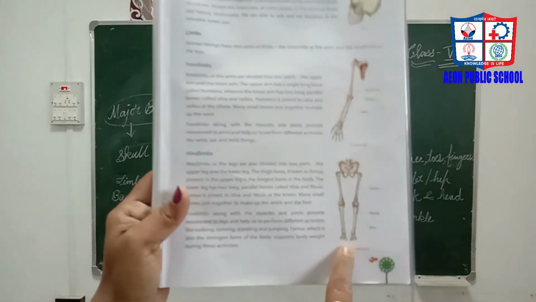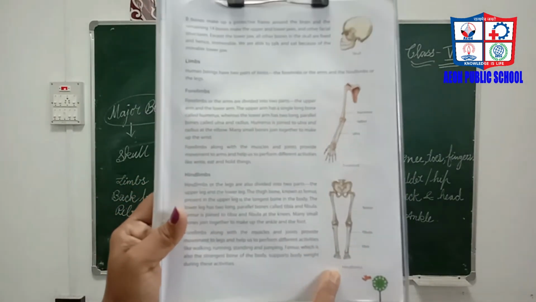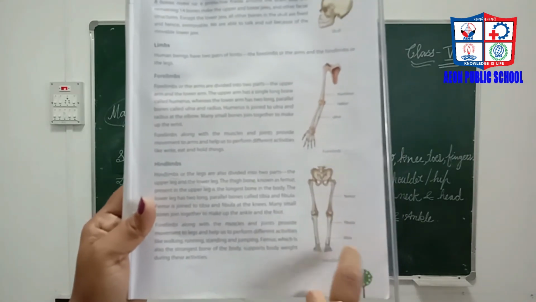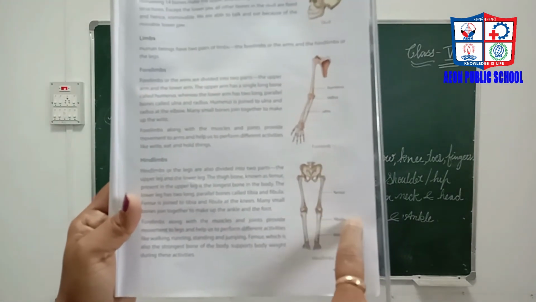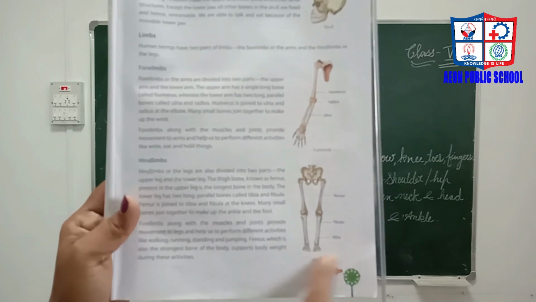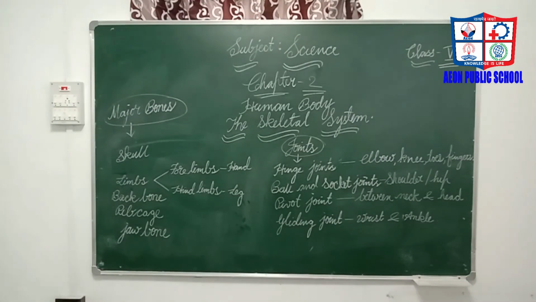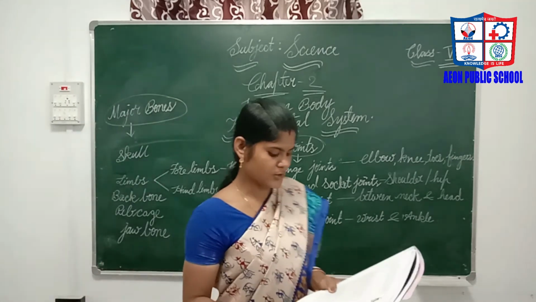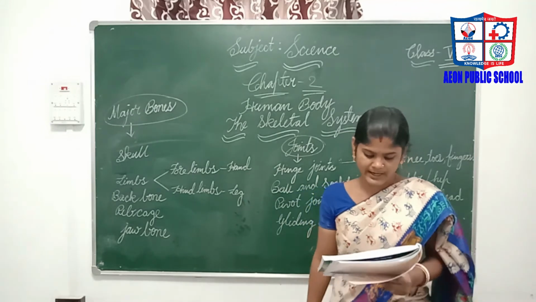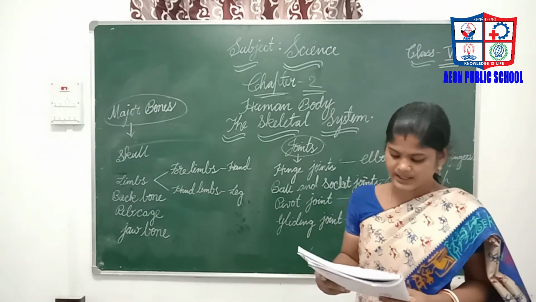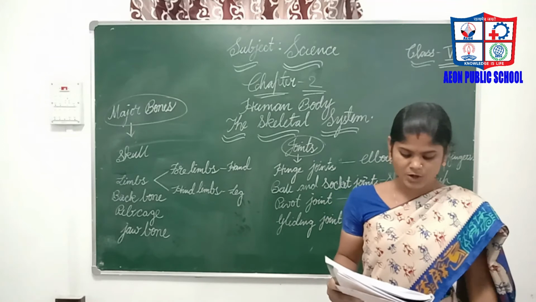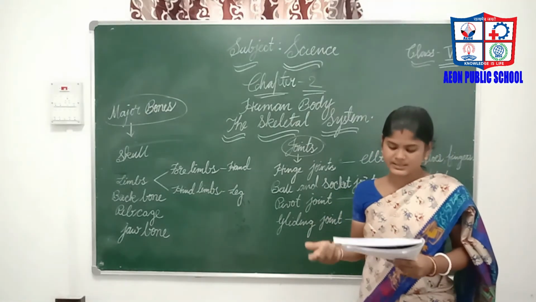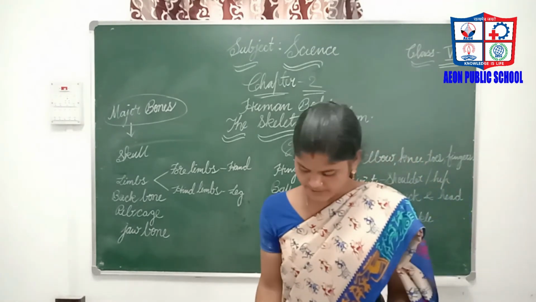See, these small bones are there. So see here, it is the femur, the thigh bone, and the lower part has the fibula and the tibia. So hind limbs, along with the muscles and joints, provide movement to the legs and help us to perform different activities like walking, running, standing and jumping. So femur, which is also the strongest bone of the body, supports body weight during these activities. Clear? Next, turn the page.